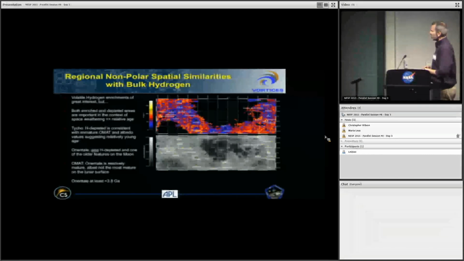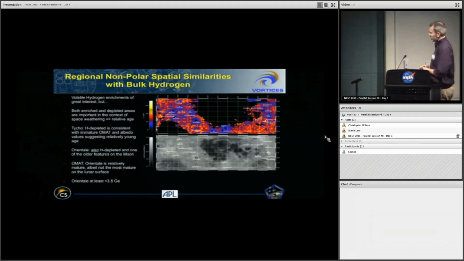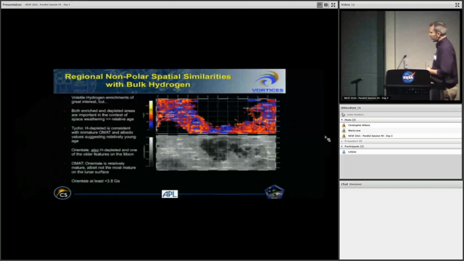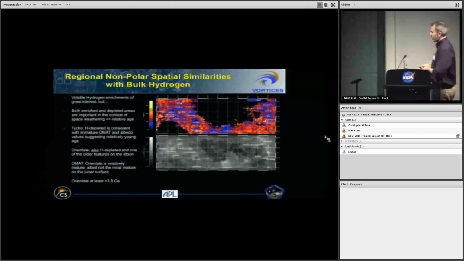What's interesting about this is that a lot of these hydrogen depletions, while we have these trends with optical maturity and albedo, some of them don't seem to make as much sense. So Tycho definitely makes sense. It's a Copernican crater, relatively recent. It has a high albedo, and this is LOLA normalized albedo, which we also took a look at.